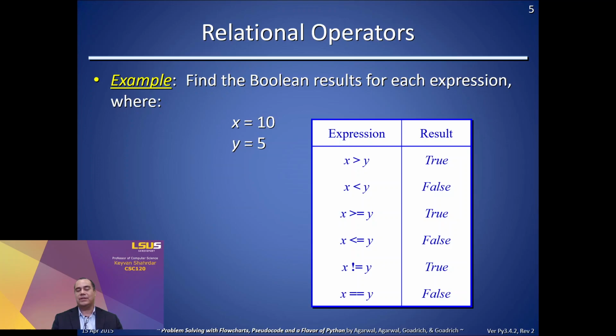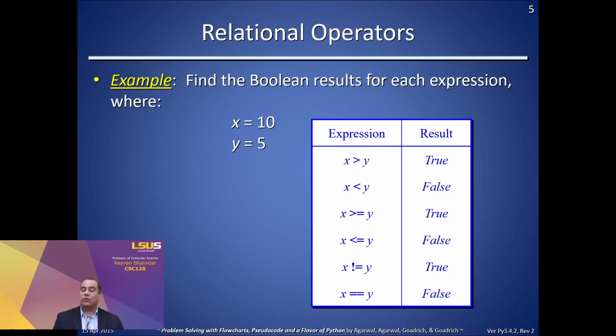So, for example, if we say x is 10 and y is 5, is x greater than y? True, because 10 is greater than 5. Is x less than y? False, because 10 is greater than 5, so it cannot be less. Is x greater than or equal to y? That would be true. Greater than 10 would be 10.1 and above, or 11 and above. Greater than or equal to means 10 and above, so 10 counts as the true value there.